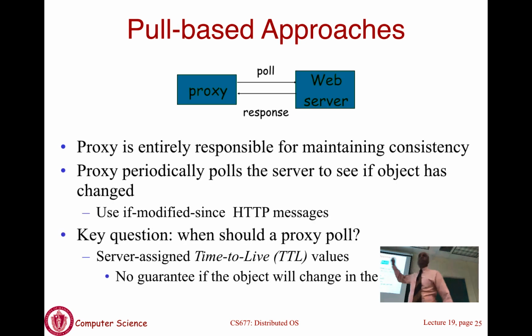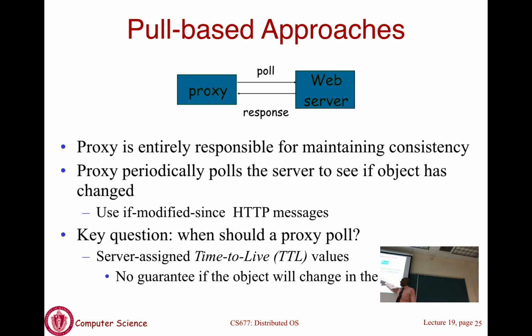All right. So coming back to this, the other way to do proxy caching is poll based. Everything is flipped in this case. Now the responsibility of cache consistency is on the proxy, not on the server. For every web page that the proxy caches, periodically it's going to poll the server saying, has this web page changed? If the answer is yes, then you discard the web page from your cache. So you are going to check with the server periodically to see if the object has changed.